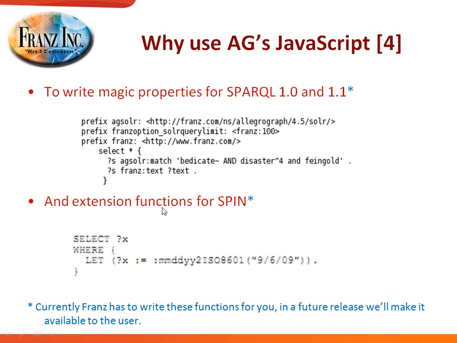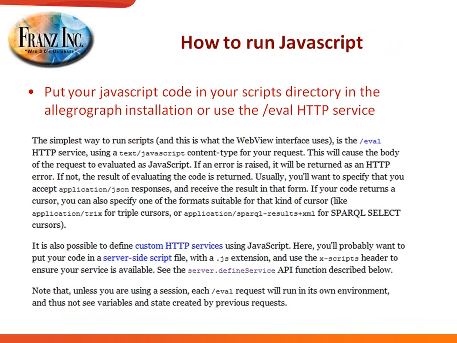Yeah. So this is about the why of JavaScript. Then how to run it? Well, I'm going to show you that in a second, but it's fairly simple. You can write JavaScript, make sure it ends in .gs, and then put it in the scripts directory in AllegroGraph, and then you can just call it from wherever you want, as long as you use the X-Scripts header to tell which scripts you want to use.